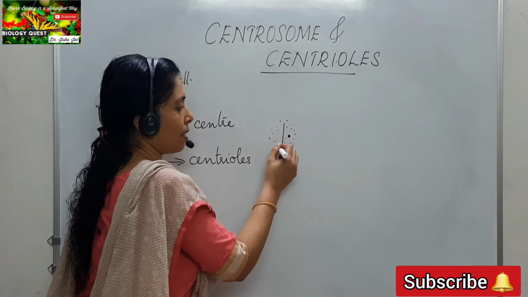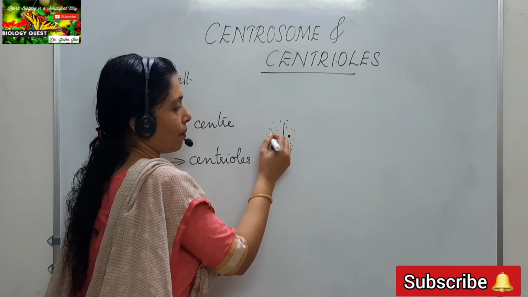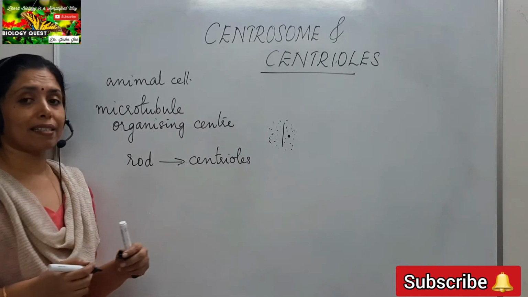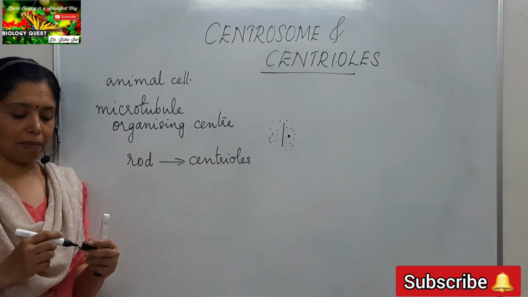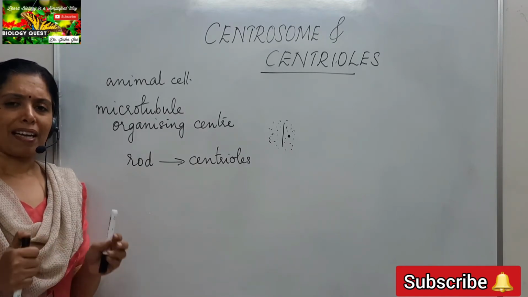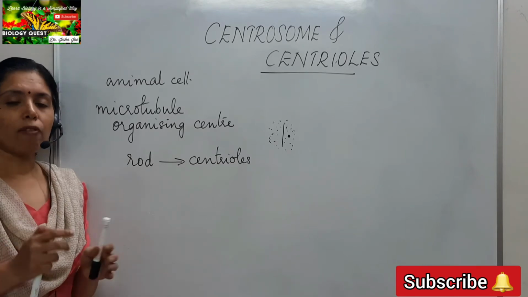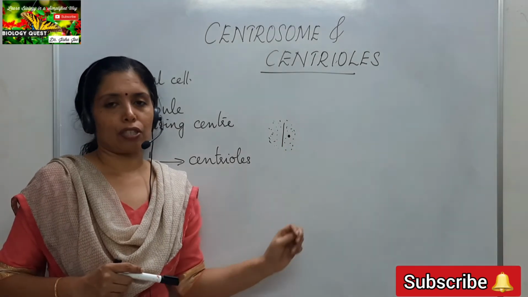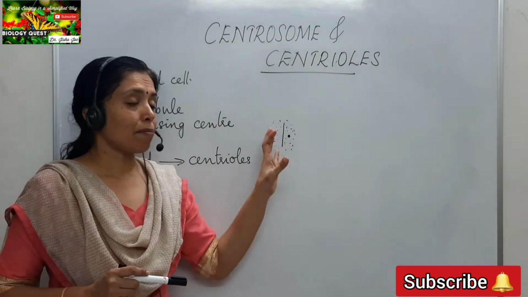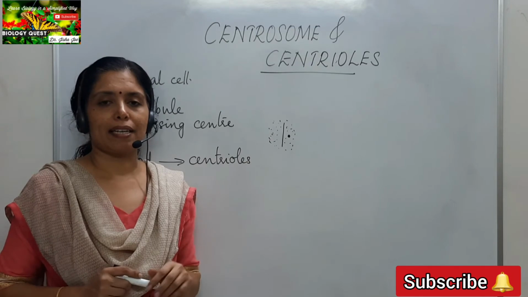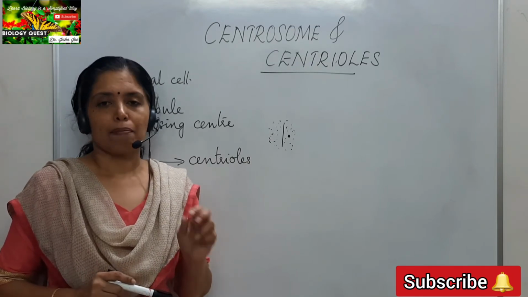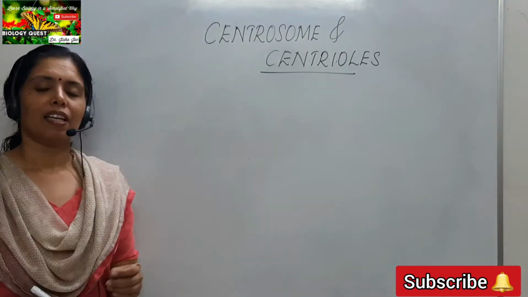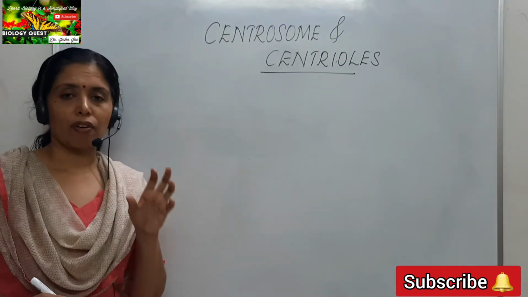A proteinaceous matrix is present. This matrix that is seen around the centrioles is called the pericentriolar material. It is a mixture of proteins that forms the matrix that surrounds these centrioles. That is why it is an amorphous mass, and it is called the pericentriolar material or the pericentriolar matrix.